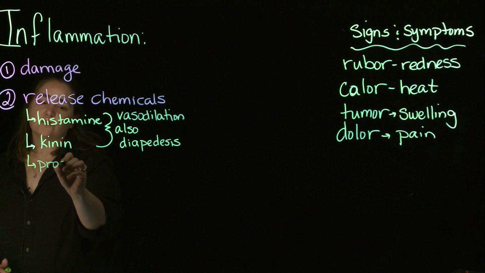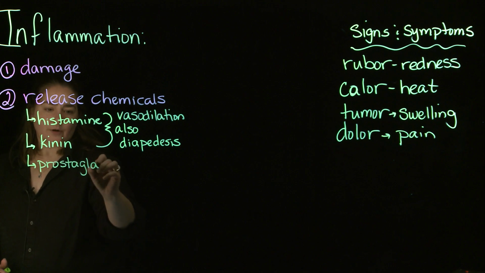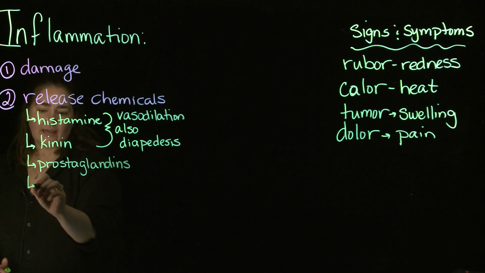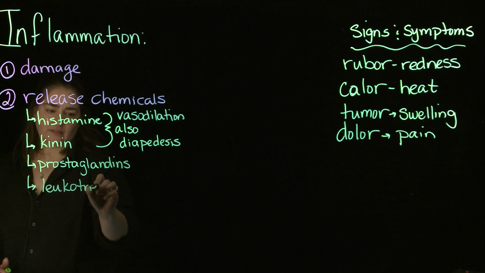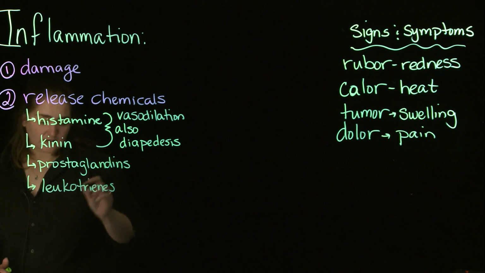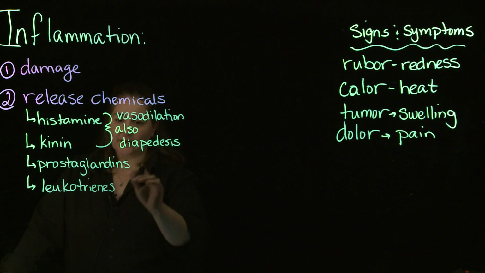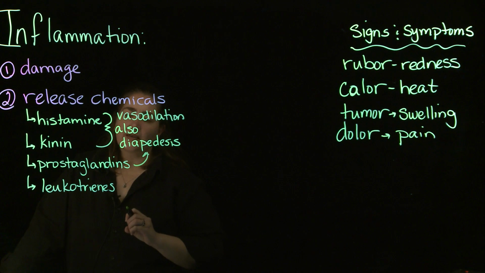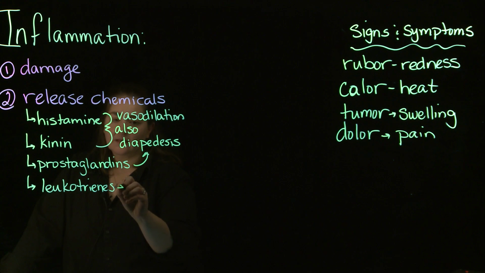I also want you to know prostaglandins and leukotrienes, all right? The prostaglandins and the leukotrienes also play a role. Prostaglandins kind of feed into the histamines and the kinins to amplify that, allow for more vasodilation, more diapedesis.